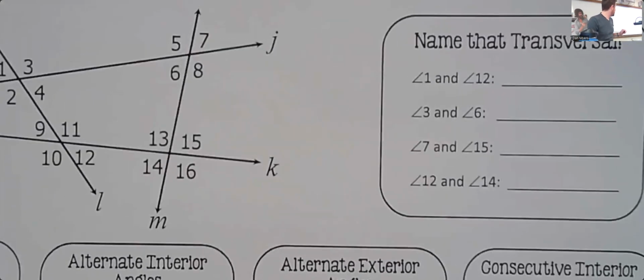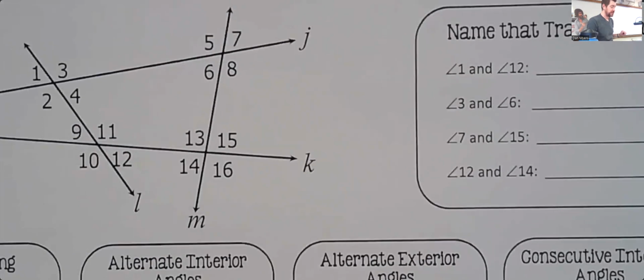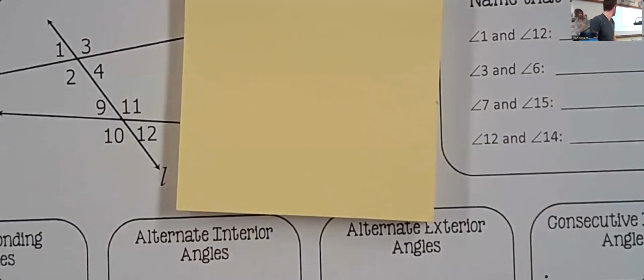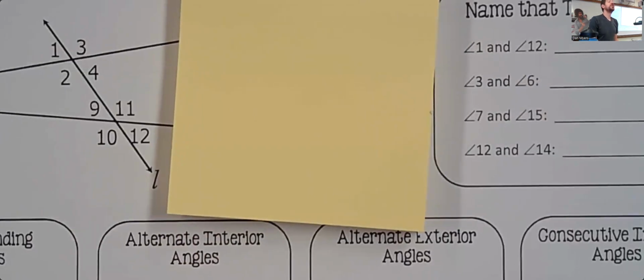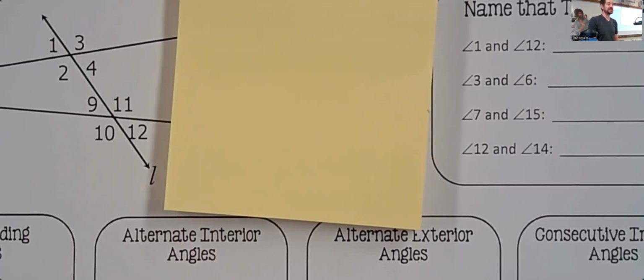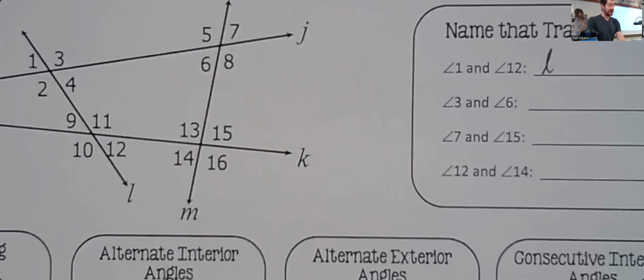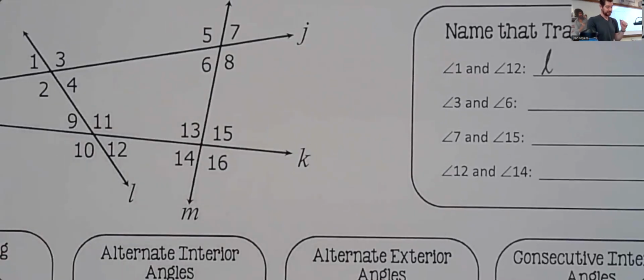So name the transversal with angles 1 and 12. So I'm going to cover that up. Which one is the transversal? What line is the transversal? L. Good. So these first ones, it wants you to name the transversal. So for 1 and 12, L is the one that goes through lines J and K.